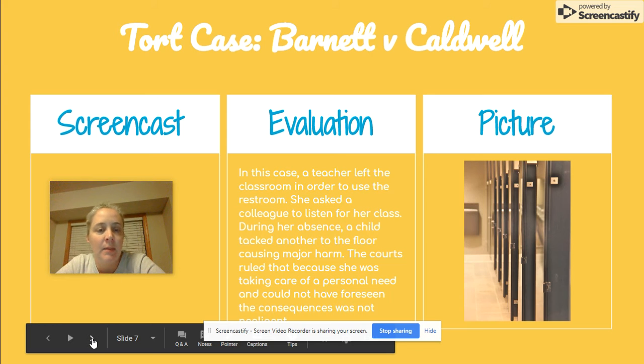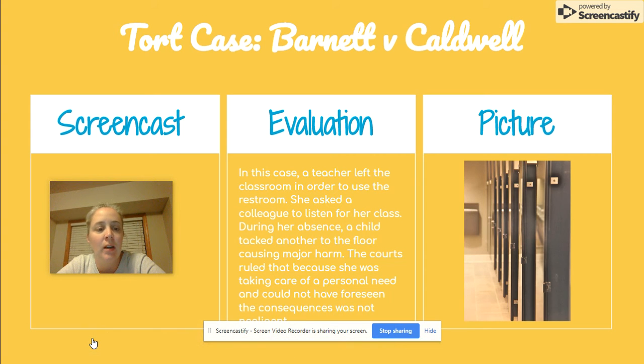The last case that I'm going to discuss is Barnett versus Caldwell. In this case, a teacher left the classroom in order to use the restroom. She asked a colleague to listen for her class, and during her absence, a child tackled another child to the floor and caused major harm, like an artery was severed or something like that. The courts ruled that because she was taking care of a personal need and could not have foreseen the consequences, she was not negligent.